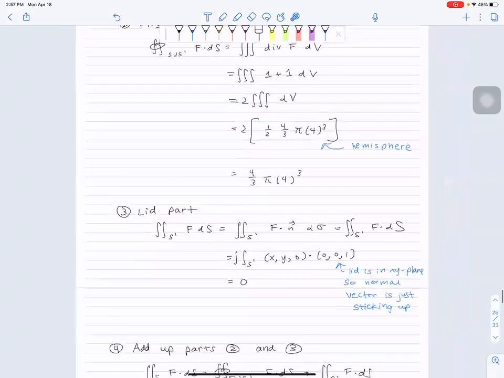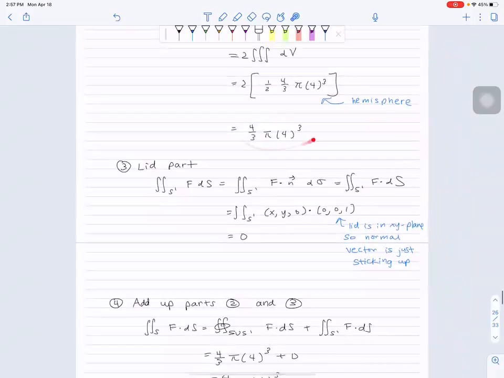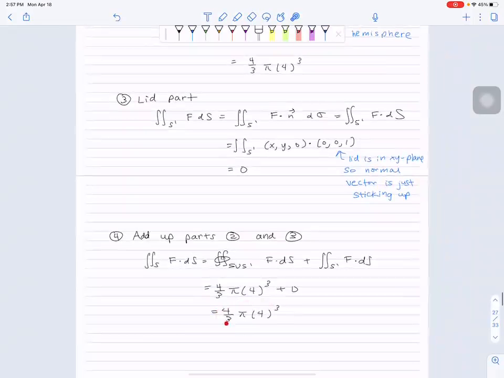So it turns out that if we add up the parts, the integral of just that hemisphere was equal to the integral over the entire closed surface or closed region. And so sometimes this might be a trick that you have to use in future problems.